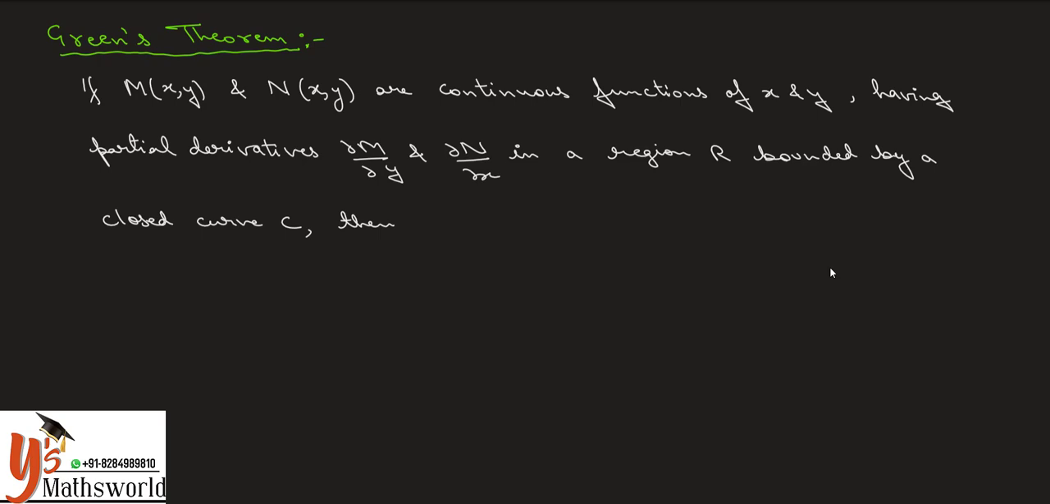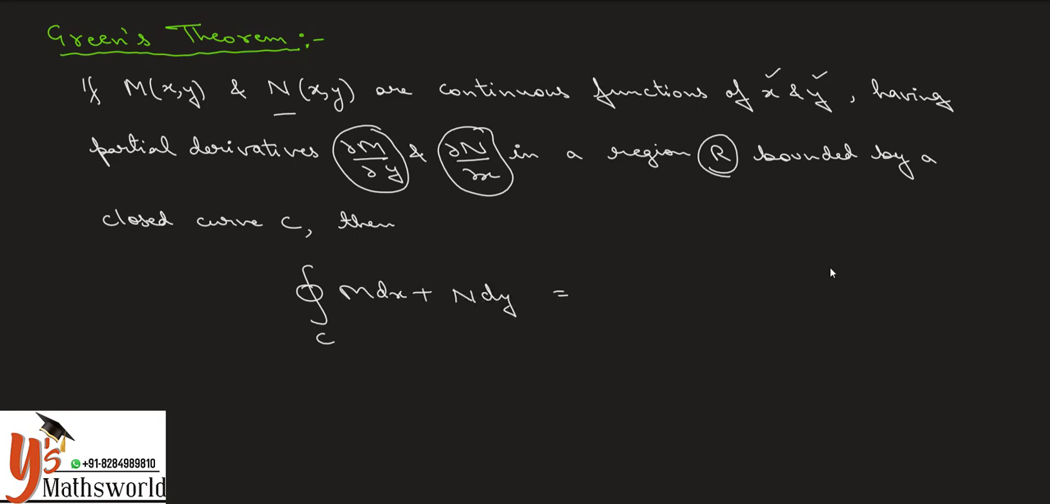First of all, the statement of the theorem is: if M of x, y and N of x, y are two continuous functions of variables x and y, having partial derivatives ∂M/∂y and ∂N/∂x in a region R which is bounded by a closed curve C, then the line integral along the closed curve C, M dx plus N dy, is always equal to the surface integral over the region R of (∂N/∂x minus ∂M/∂y) dx dy. So this is the statement of the theorem.